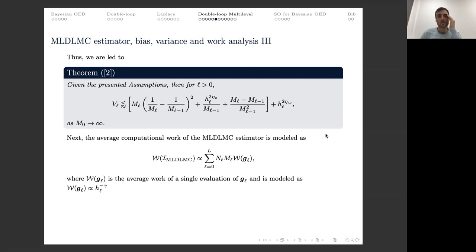So in our second paper, we got this upper bound for the variances. It basically tells us that the variances VL, which is the one that we were looking at before, have an upper bound related to HL and to ML. And the total work here is, similarly as before, a summation over all the levels of NL times ML times the work of each model GL.